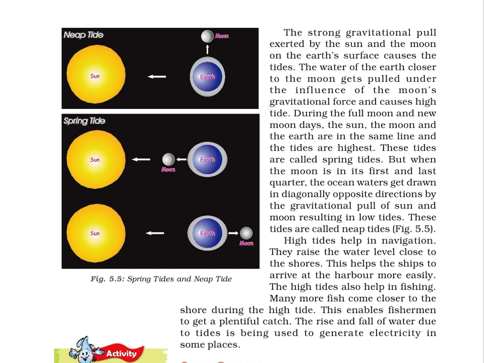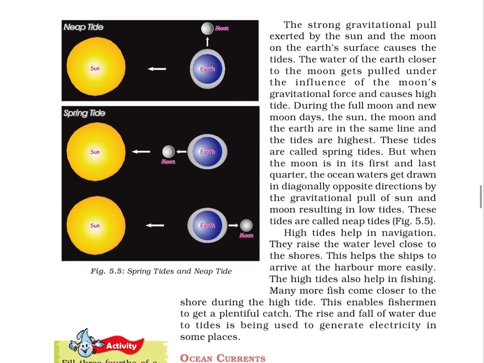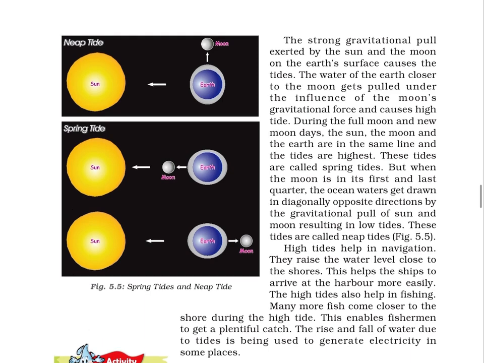But when the moon is in its first and last quarter, the ocean waters get drawn in diagonally opposite directions by the gravitational pull of sun and moon, resulting in low tides. These tides are called neap tides. We have a picture here representing the same, spring tides and neap tide.